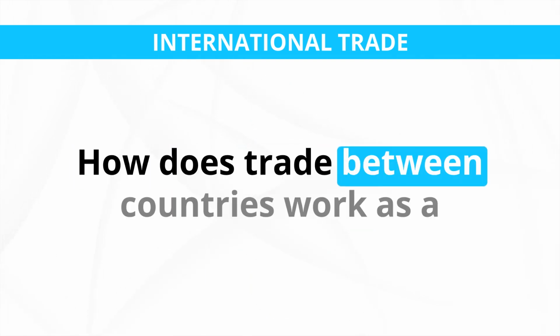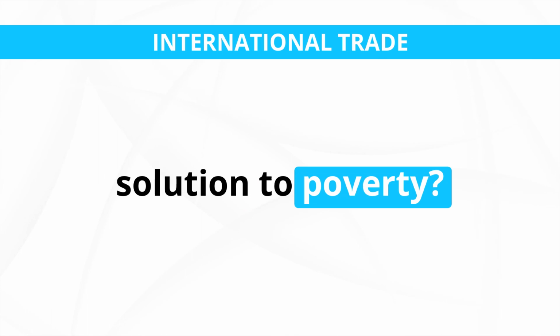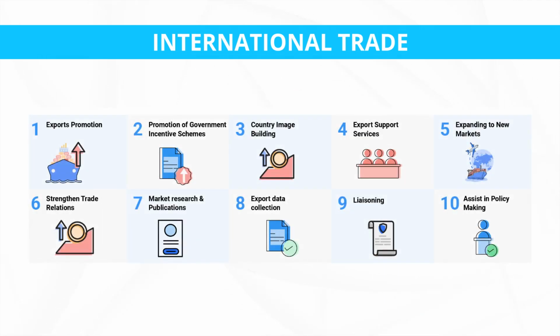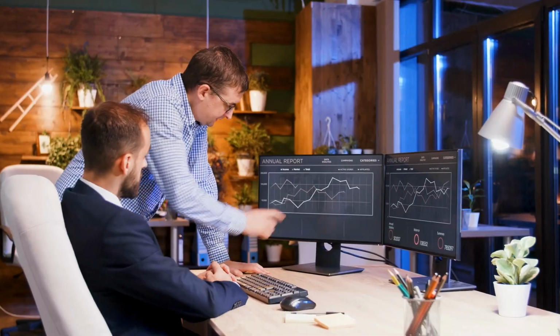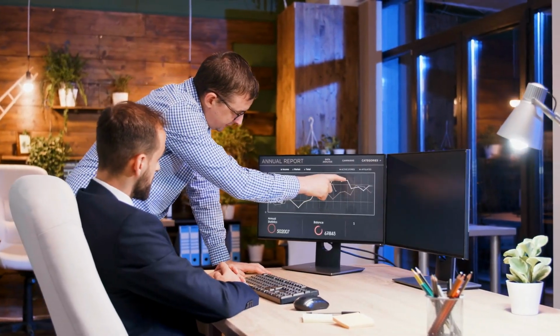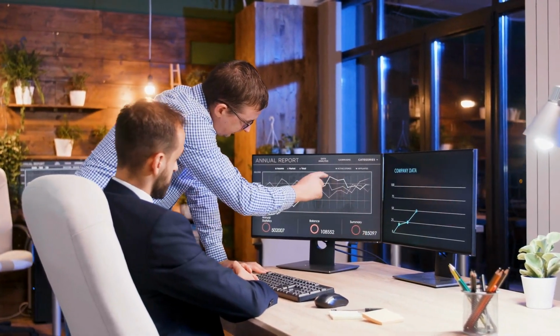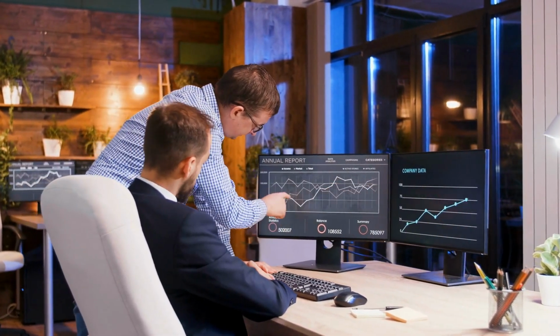How does trade between countries work as a solution to poverty? Trade agreements. Negotiating trade agreements can lead to reduced tariffs and barriers, enhancing market access and fostering economic growth. Export promotion. Governments can support domestic industries to become more competitive in global markets through subsidies and investment in infrastructure. Foreign investment. Attracting foreign direct investment can bring capital, technology, and expertise to developing countries, stimulating economic activity and job creation.